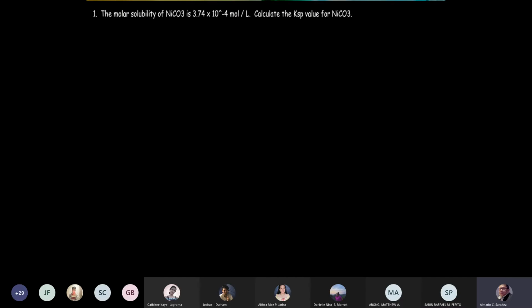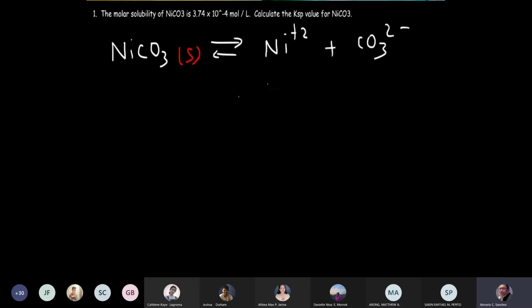Now, the first thing we need to do is write the chemical reaction that's associated with it. Solid nickel carbonate is going to dissociate into the nickel ion and the carbonate ion. So this reaction is in equilibrium. Now, what's important though is the molar ratio. This number that you see here, the molar solubility of nickel carbonate, that is the concentration of nickel carbonate that is actually dissolved in a solution.